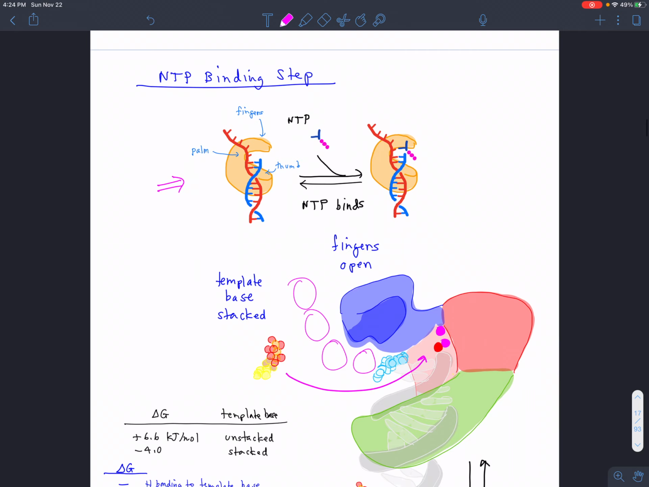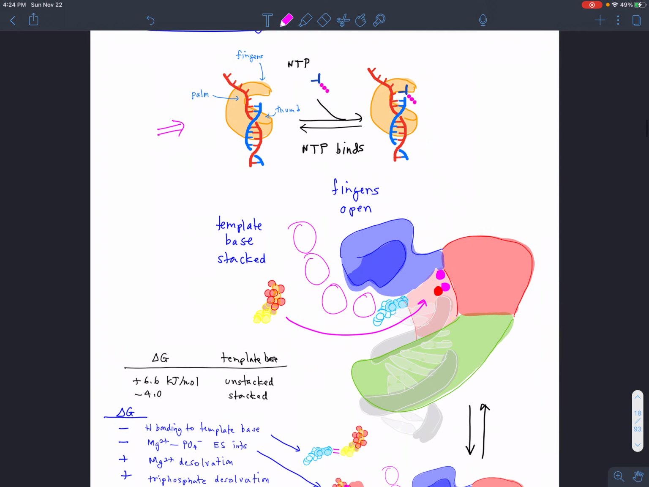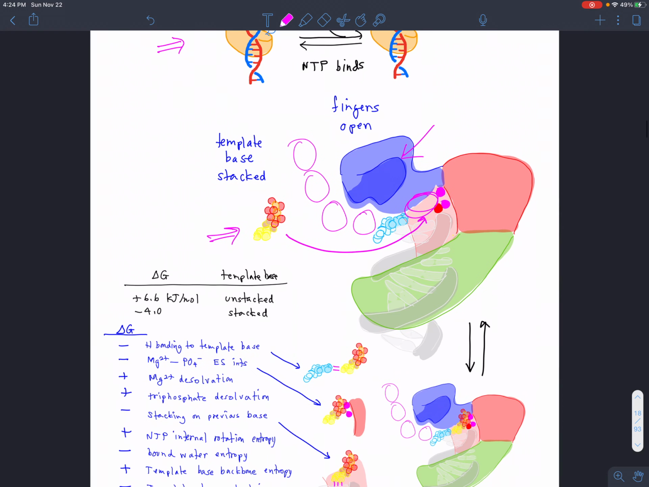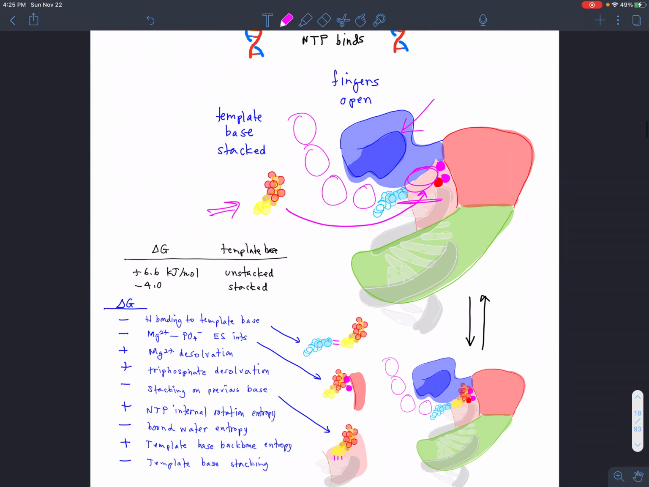First of all, there's the NTP binding step, the very first step in the mechanism we just went through. That's the process where a new nucleotide comes in and sticks itself into the gap that's present, the fingers are open, you notice, because the polymerase has already moved up. The base pair below was just polymerized a minute ago, say, but now the polymerase has moved up and left a gap. The nucleotide can stick in there.